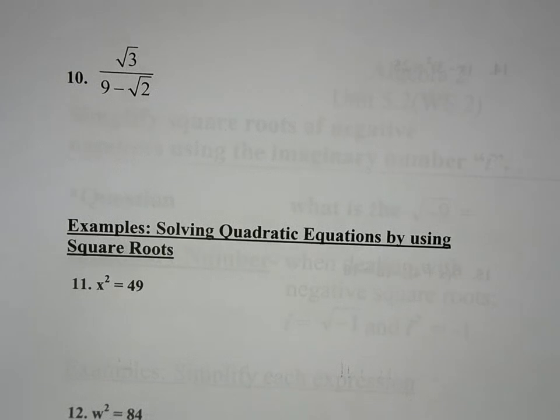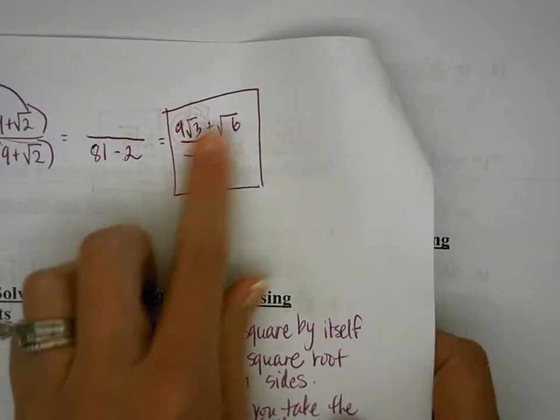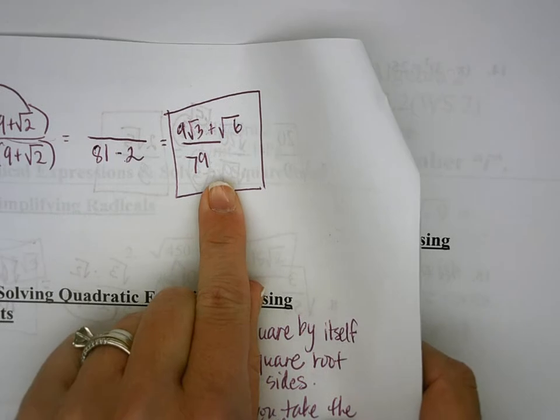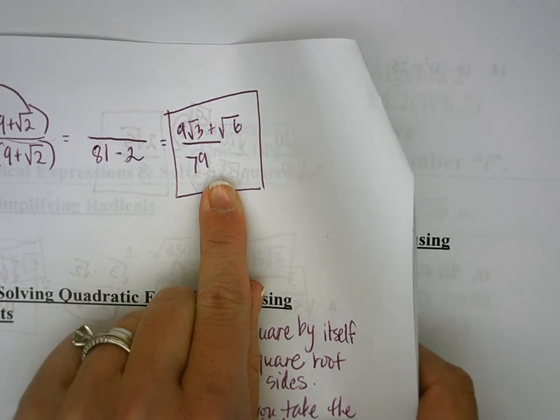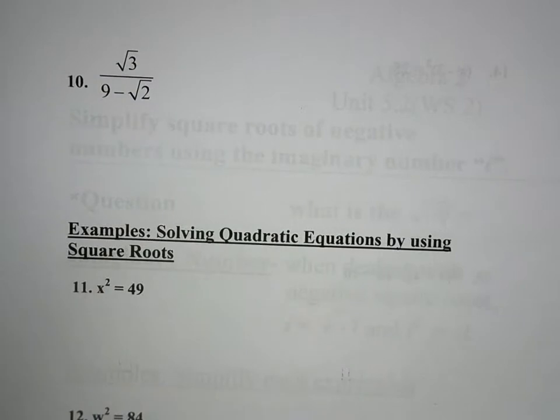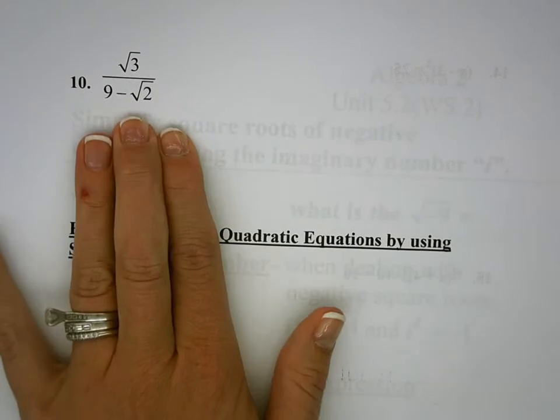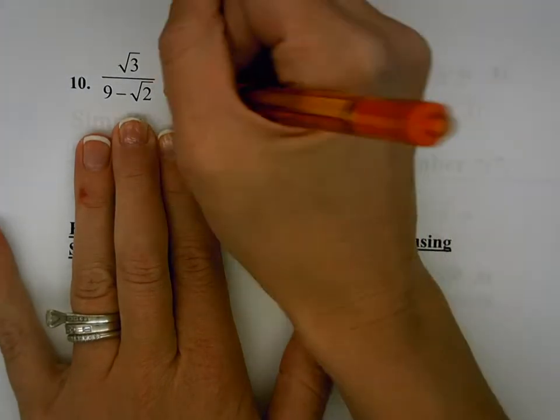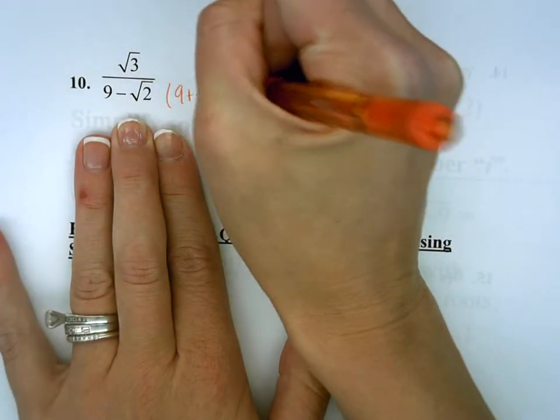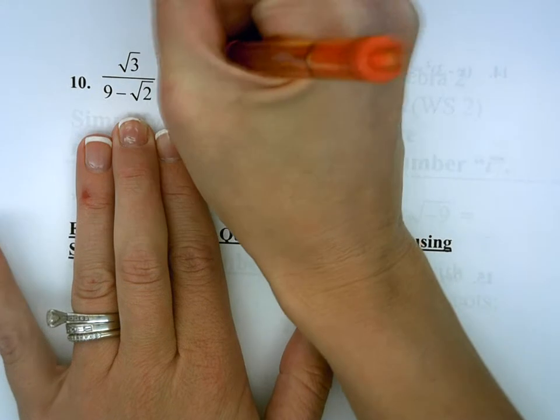Okay, it looks like most of you got it. I'm going to go ahead and start going through. The correct answer, if you want to check really quick, is 9 root 3 plus root 6 over 79. Okay, so what is the conjugate? What am I going to multiply by? Good. And whatever we do to the bottom, we also do to the top.